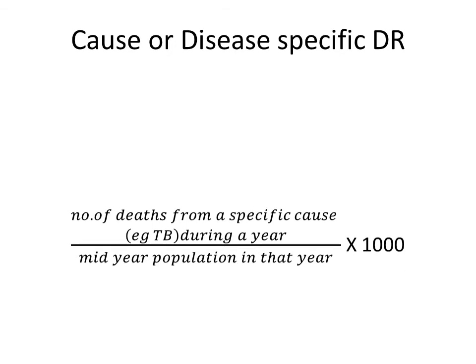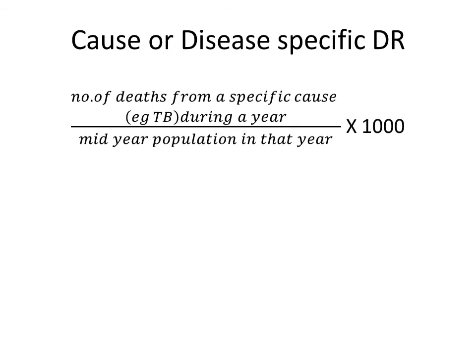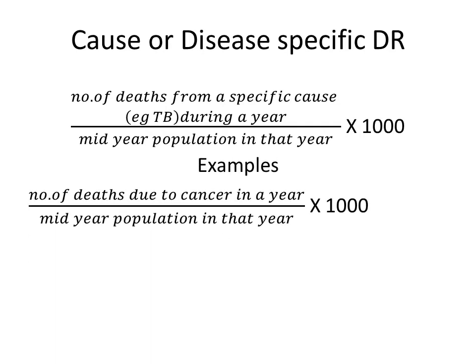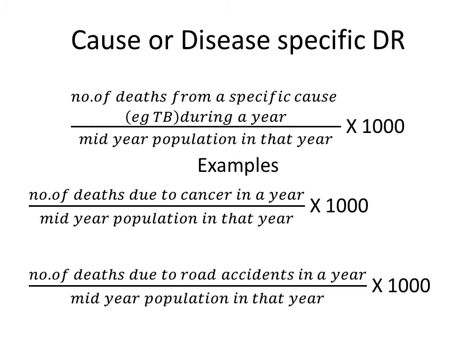Cause specific death rate is defined as the number of deaths from the specific cause during 1 year divided by the mid-year population in that year into 1000. Examples are death rate due to cancer, the number of deaths due to cancer in a year divided by mid-year population in that year into 1000. Another example is death rate due to road accidents.